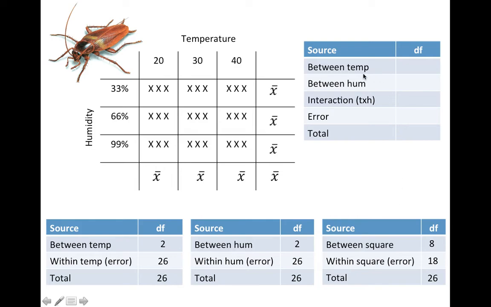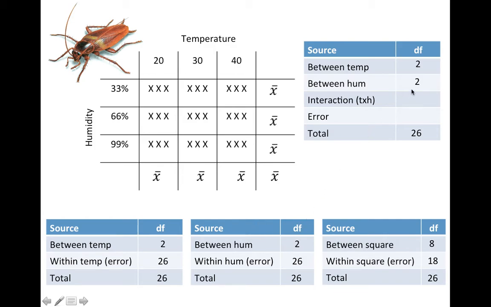We have the temperature, we have the humidity, we also have a possible interaction between temperature and humidity. We have the error, and we have the total. Total degrees of freedom is, as always, 26. Between temperature, that is 2. We have already calculated this. Between humidity is also 2. We've calculated that here.